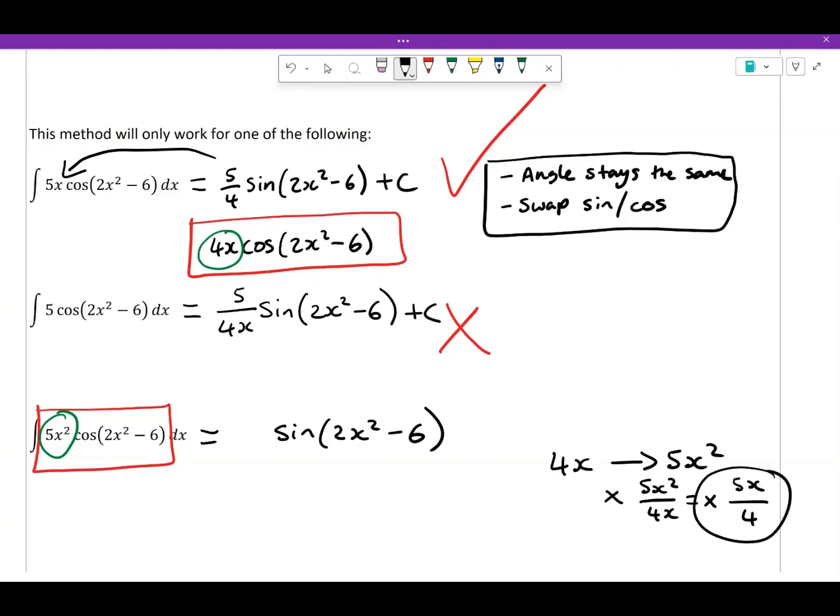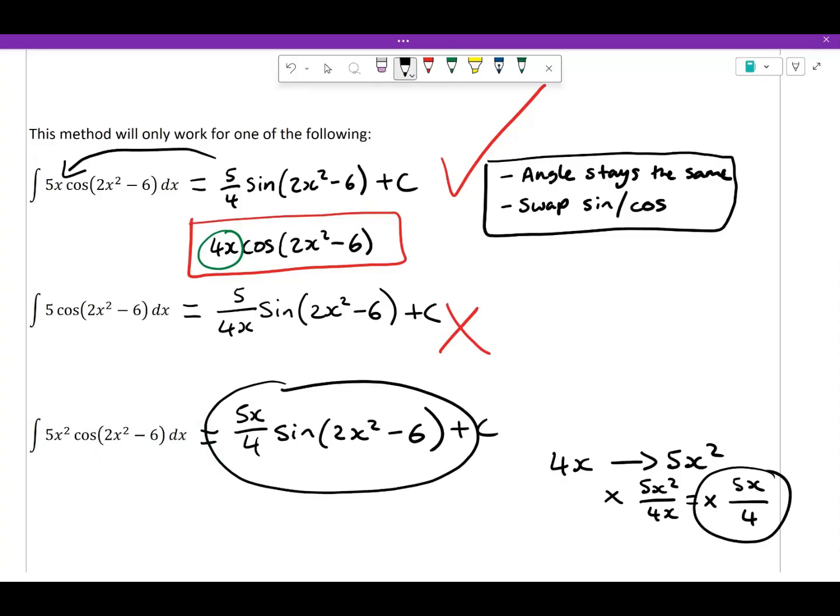And then I'd have to write that in front of my possible answer like this, and it will be plus c. And let's consider whether this makes sense. If I was to differentiate what's written here, well, we have 5x over 4, a function of x, multiplying another function of x.